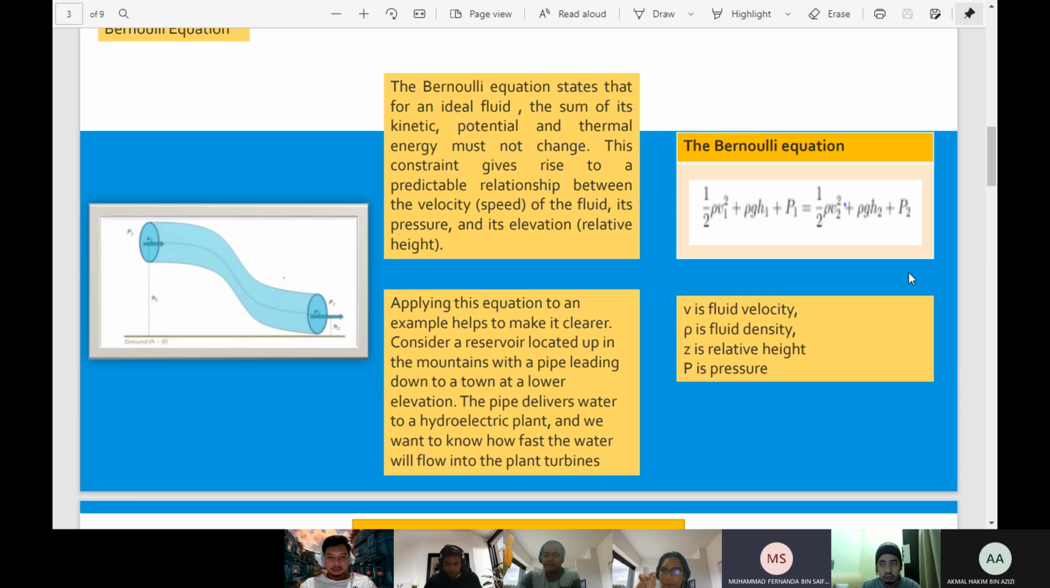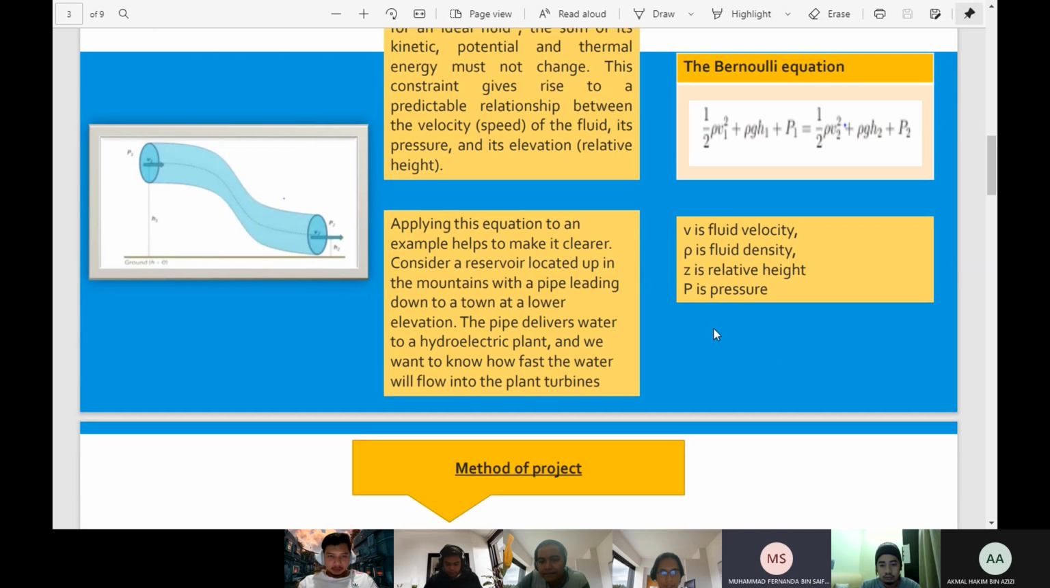Okay, so we go to the Bernoulli equation. As you can see, these are the equation, and the variables below. V is the fluid velocity, Z is relative height, and P is pressure. Okay, next.